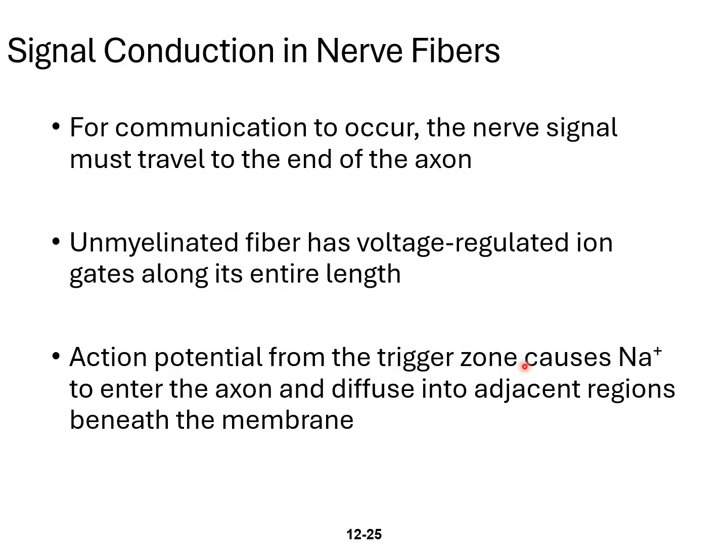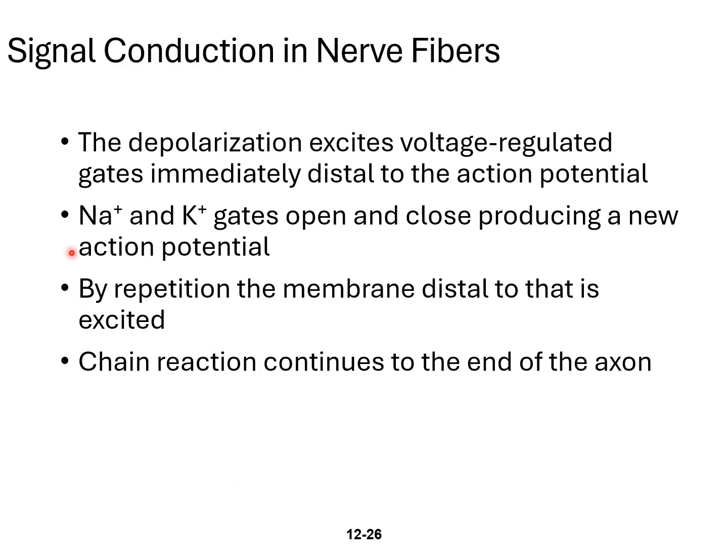The action potential from the trigger zone causes sodium to enter the axon and diffuse into adjacent regions beneath the membrane, and that's going to be the goal of myelin and insulation. So when we look at this, we're still going to have sodium and potassium opening and closing, but we're also going to have that hyperpolarization from the potassium that we need to memorize. And this opening and closing is going to be the way it travels down the axon. It's going to happen via a chain reaction.